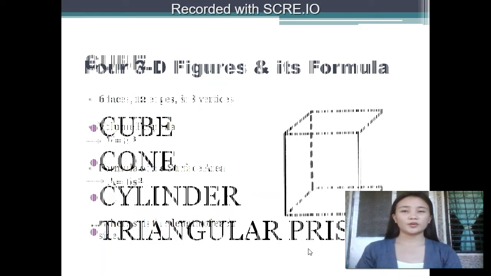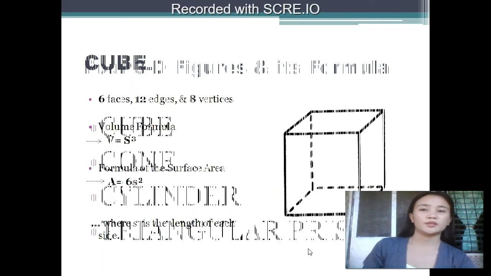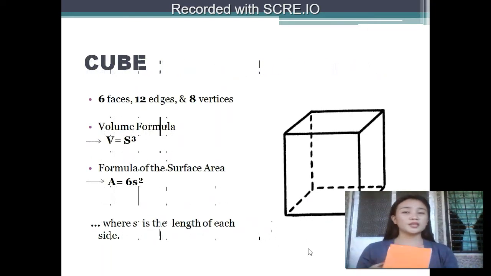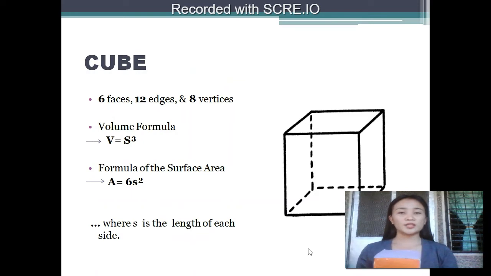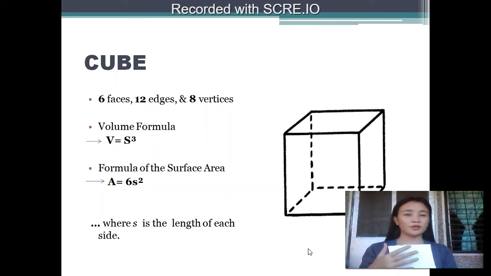Let's begin with the cube. Cube has 6 faces, 12 edges, and 8 vertices. Now, let each color represent each face. So let's count. 1, 2, 3, 4, 5, and 6. So cube has six faces.